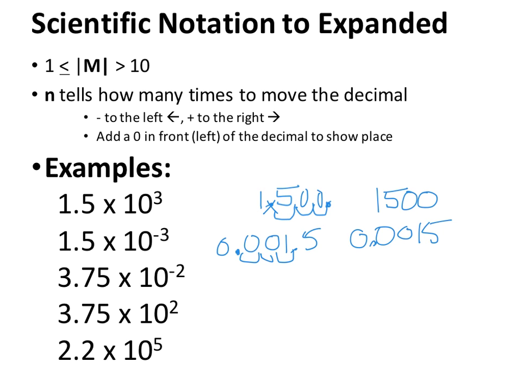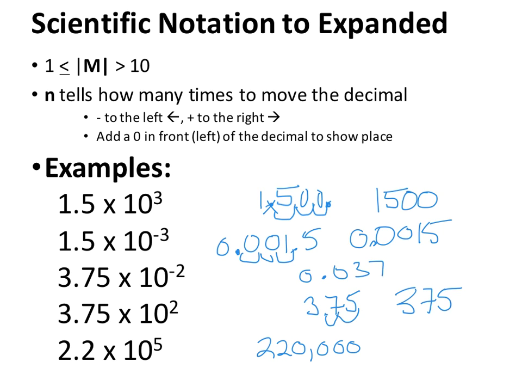So let's just do one more here real quick. Let's do this one, 3.75. And it says we're going to move the decimal twice, so we move it once, twice, and so the final number is 375. And the answers to this one would be 2200, and this one would be 0.0375. So that's the answer to that one, and that one, and that one.